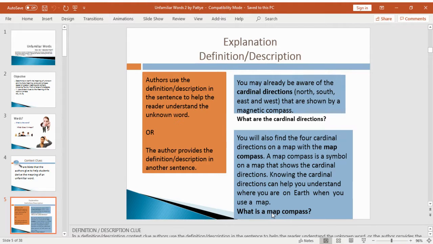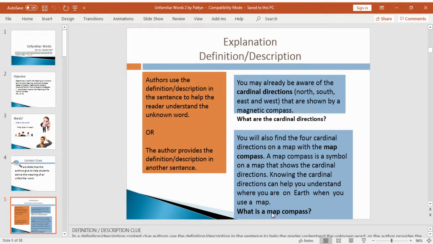Let's look at the second example. You will also find the 4 cardinal directions on a map with a map compass. A map compass is a symbol on a map that shows cardinal directions. Knowing the cardinal directions can help you understand where you are on Earth when you use a map. What is a map compass? Well, let's look at the sentence where I first see the bold-faced word. It says we find the 4 cardinal directions on a map with a map compass.